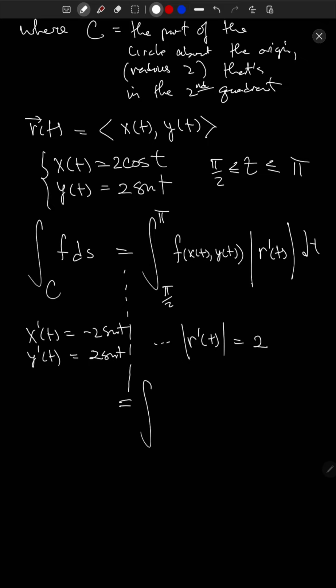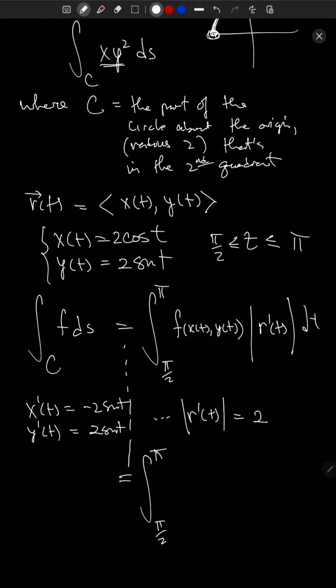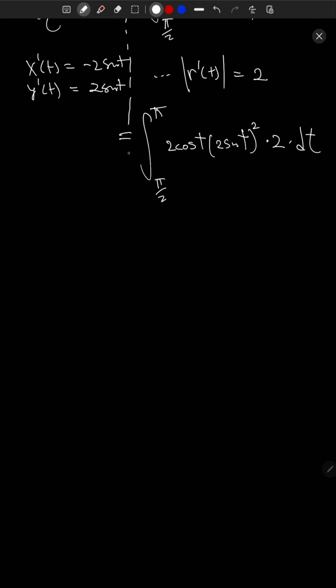And so f of x of t, y of t: our function was x y squared. x of t is 2 cos t, so the x converts to 2 cos t. The y converts to 2 sine t, and we square it because our function is x y squared. r prime of t is just 2 in this case, and then dt. So ultimately, the area of this curtain, or this line integral that we want, is going to be the integral of 16 cos t sine squared t dt.